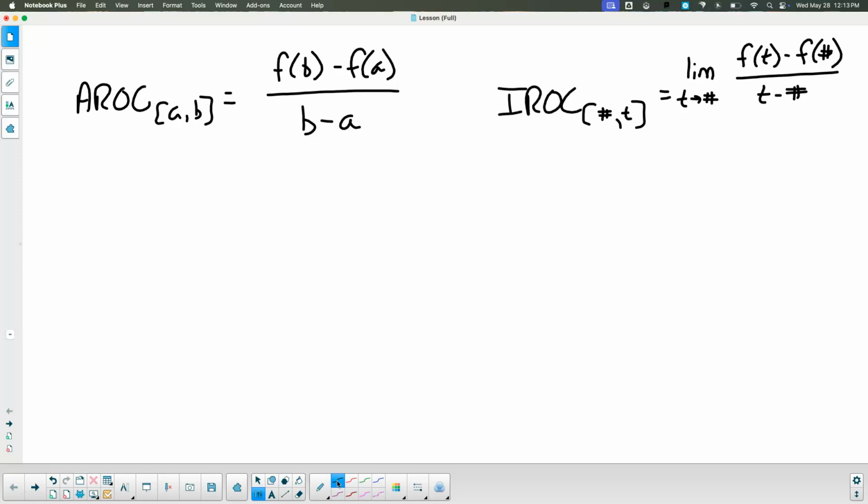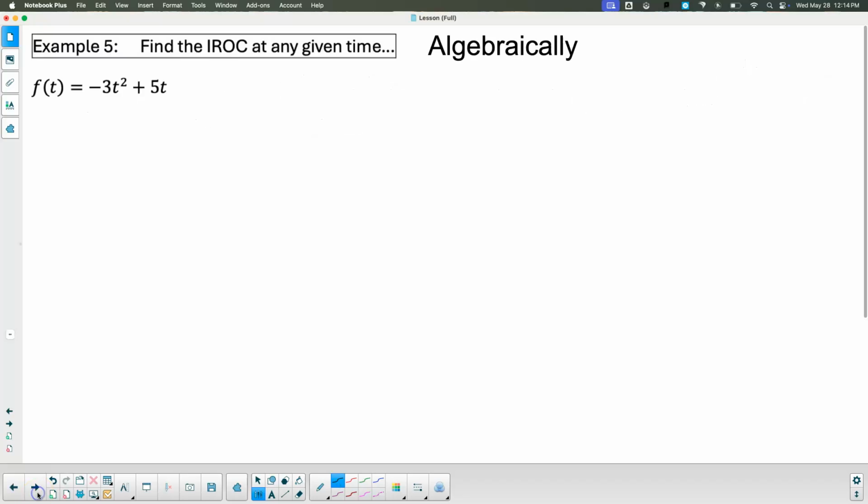But it became kind of a pain, because for every instantaneous velocity that we had to do, we had to recalculate. So today what we're going to do is find the IRoC function. We're going to take the instantaneous rate of change and find a function for it, and then we can use that function to find our instantaneous velocity at any point in time.